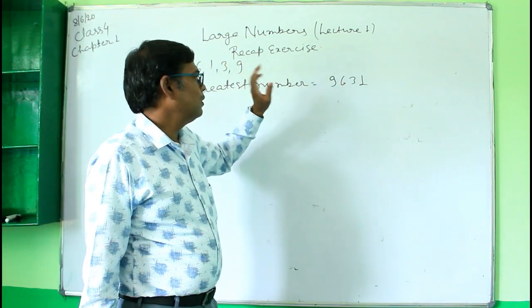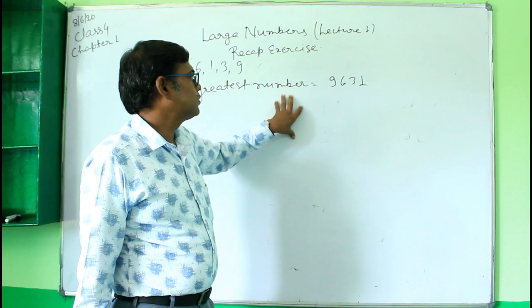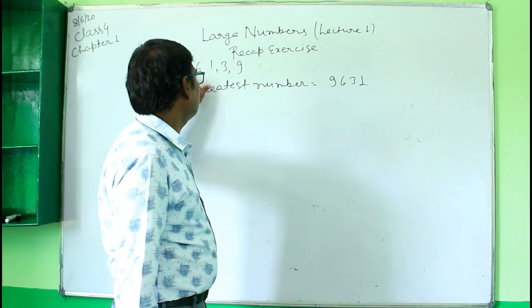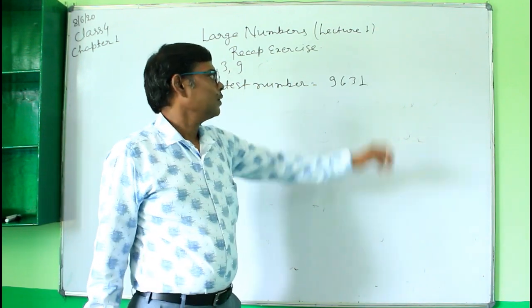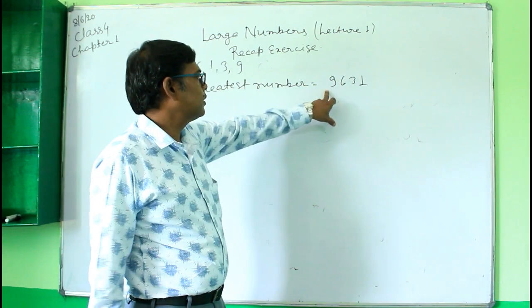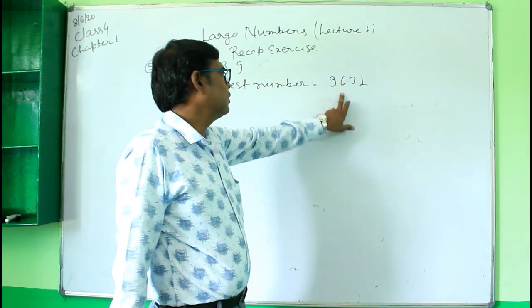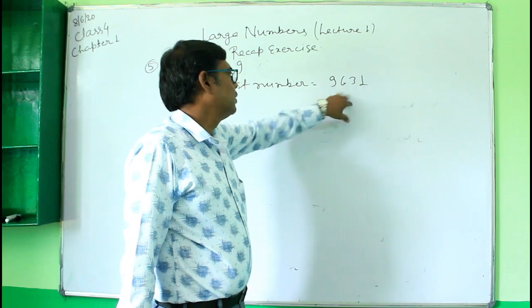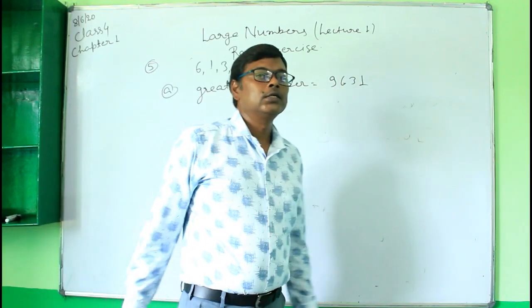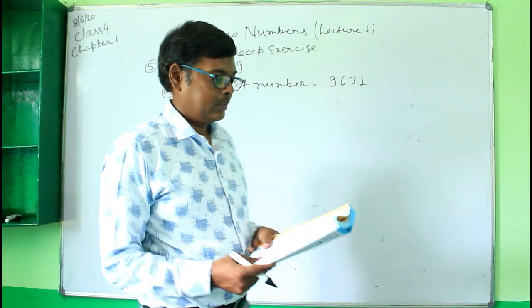That is, in making the greatest number, you must write the given numbers in the descending order. See here, the largest number, then smaller, then smaller, then smaller. So like this you can make the greatest 4-digit number.